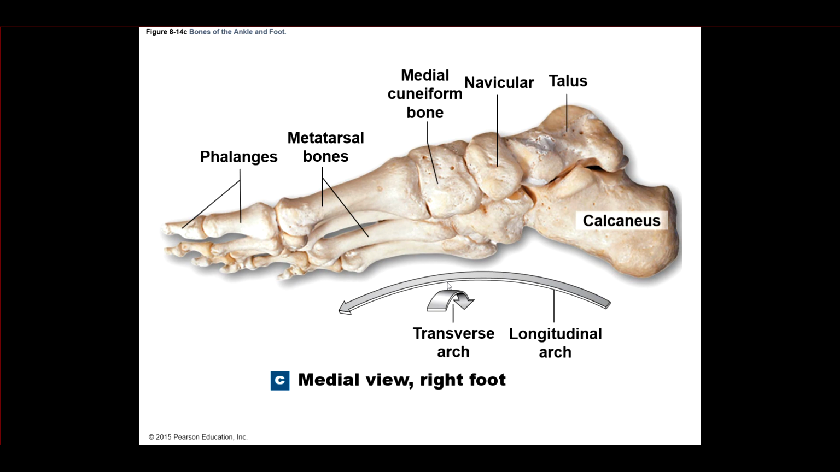Okay, so that concludes this lesson, where we looked at the bony anatomy of the femur, the patella, the tibia, the fibula, the 7 ankle bones, the metatarsals, and the phalanges.